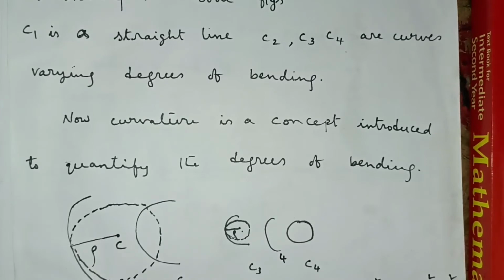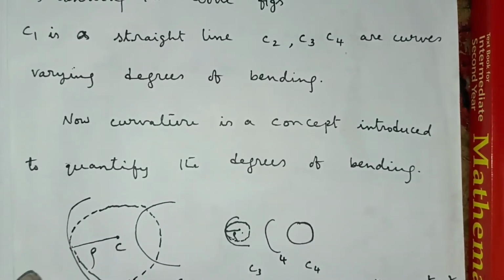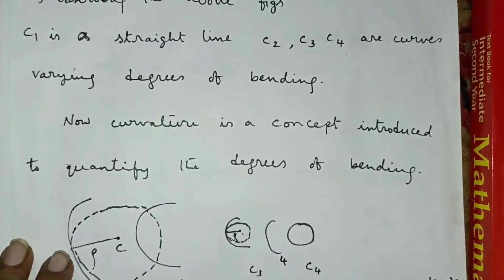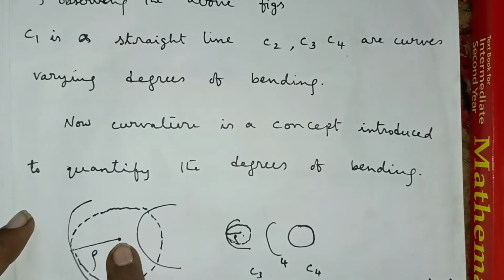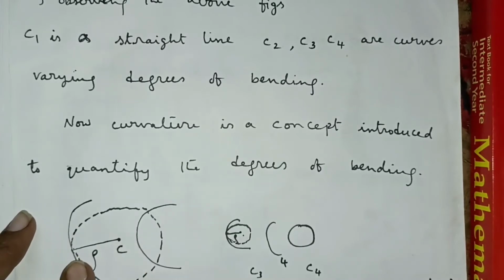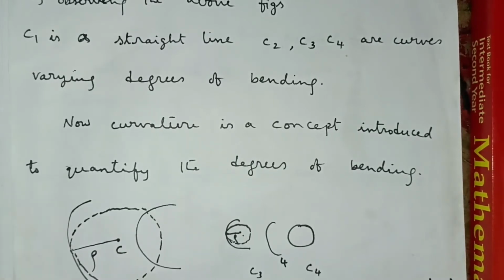The curve is having some degrees of bending at any point. If you extend the curve, you will get one circle. To that circle's center you will have one radius. This radius is called the radius of curvature. The center is called the center of curvature.